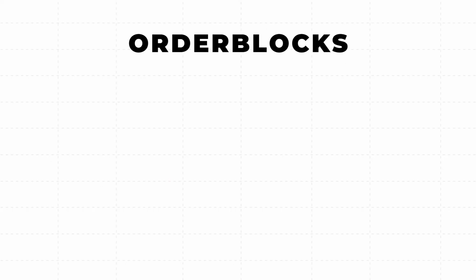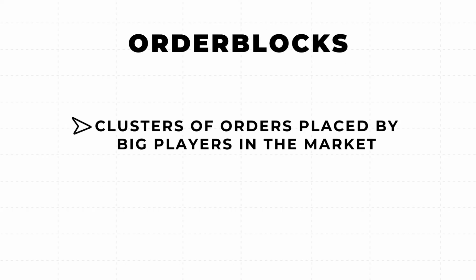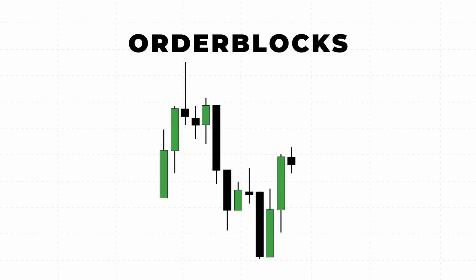Just like the name suggests, order blocks are clusters of orders placed by big players in the market. A bullish order block is the last down close candle, or a series of them, before the market makes a strong move up. On the flip side, a bearish order block is the last up close candle, or series, before the market drops. So, how do you spot these powerful zones?